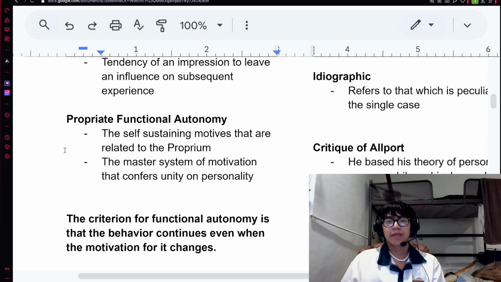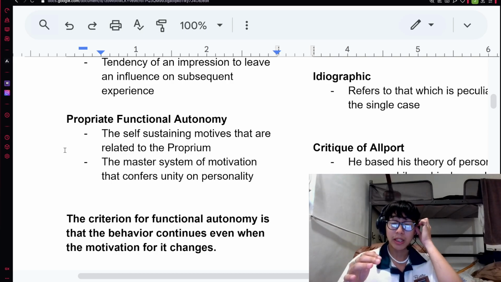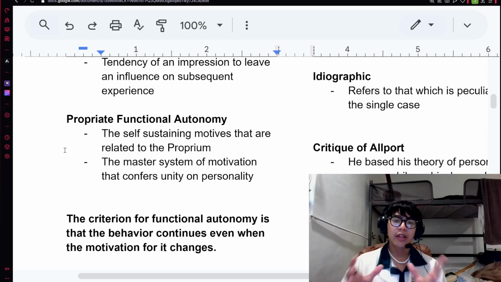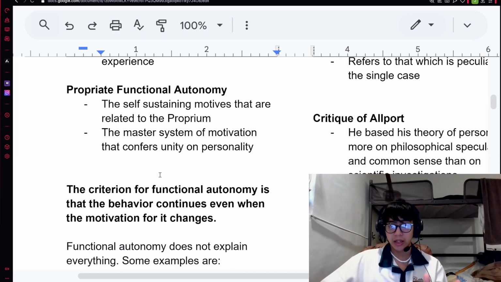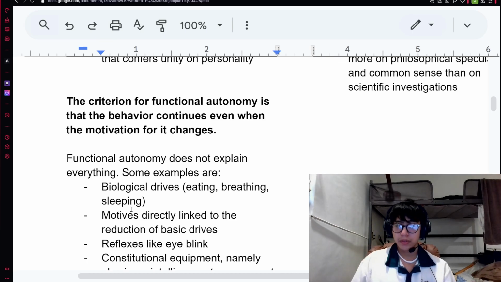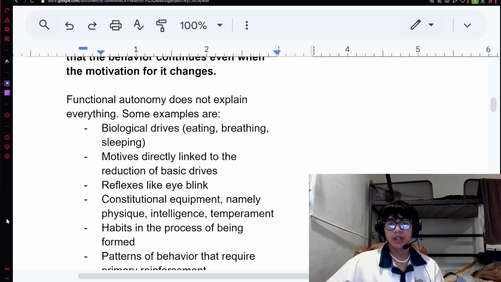So in a sense, it's appropriate since it's part of his personality that the person deems important to them. The motivation behind the action can change, but the behavior stays the same. And we can see that in the next line, where the criterion for functional autonomy is that the behavior continues even when the motivation changes. So functional autonomy does not explain everything. Some examples are biological drives. So eating, breathing, sleeping, those are not really under functional autonomy.